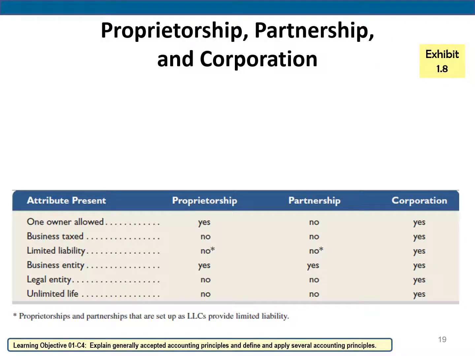So a business entity can take one of three legal forms. They can be a proprietorship, a partnership, or a corporation. And you can read about the differences between those in the book. We're not going to spend a ton of time on those here today.